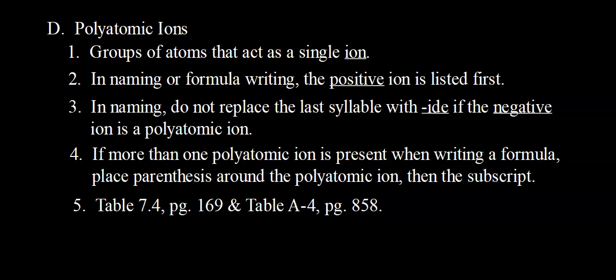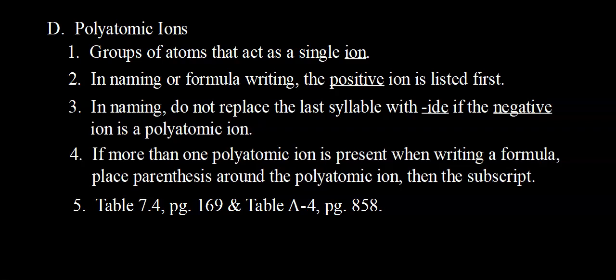In naming, as we'll see later on, do not replace the last syllable with the "ide" suffix if the negative ion is a polyatomic ion. So notice in the names I gave you on the previous examples, they all ended in the suffix "ide." All monatomic anions end in "ide," like chloride, fluoride, bromide, iodide, oxide, sulfide, selenide, nitride, and phosphide. But if the anion is polyatomic, it likely is not going to end in ide. When writing a formula, if more than one polyatomic ion is needed, you're going to place the polyatomic ion in parentheses, and then the subscript will go outside of the parentheses.